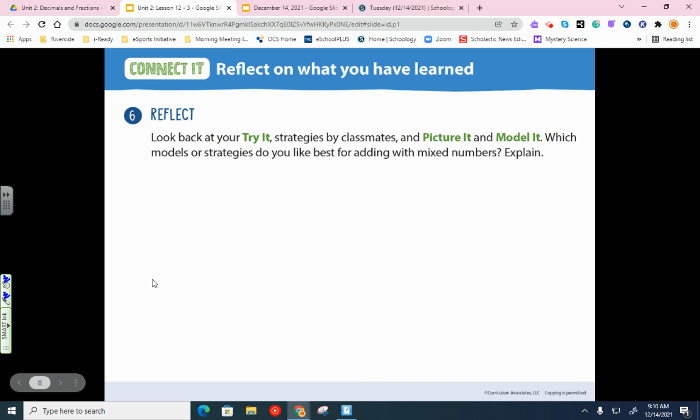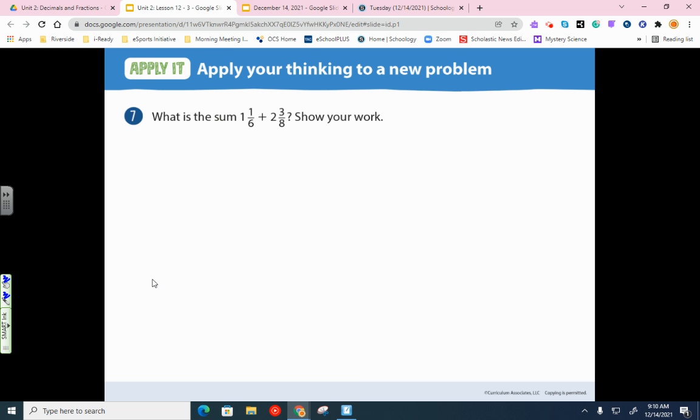All right, we'll skip 6, go on to 7. What's the sum of 1 1/6 and 2 3/8? So let's find a common denominator. Multiples of 6: 6, 12, 18, 24. Multiples of 8: 8, 16, 24. And like I've said, you're going to work with some of these numbers enough that you'll probably know the common denominator just by glancing at it. That's why more practice helps with these.